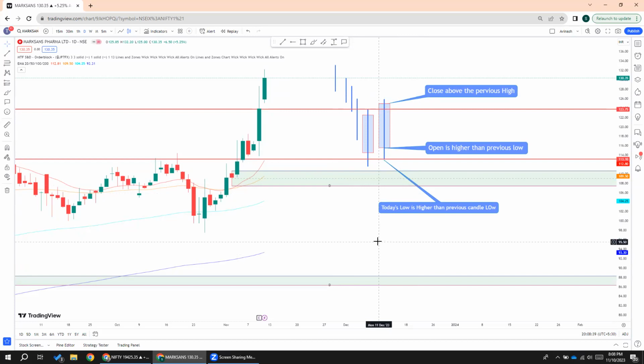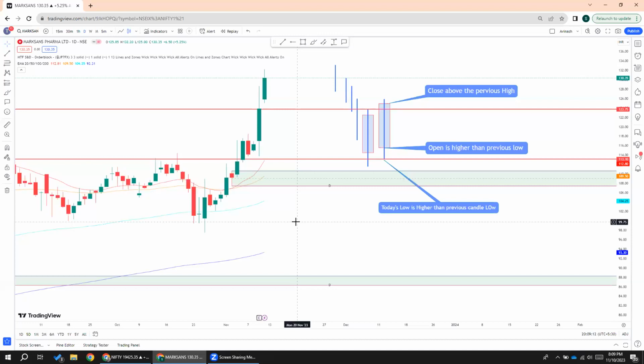For an example, I have just now opened Sun Pharma, but we'll see a couple of examples. Here the market was going down. This is a rising star, but the first candle reversal came here. The low is above the previous low and the close is above the previous high, and this gave a reversal confirmation, and from here onwards the market is going high.